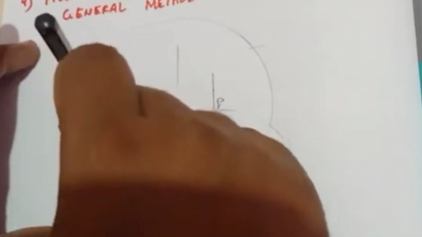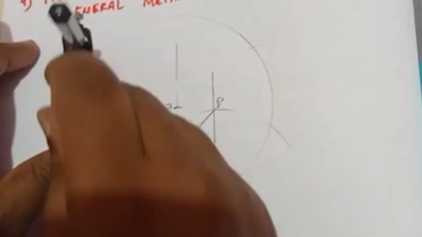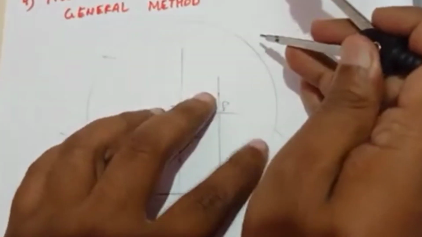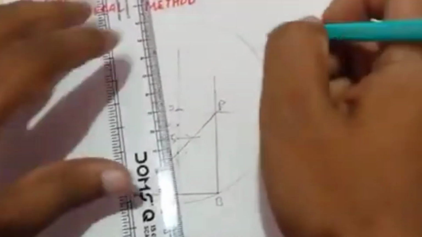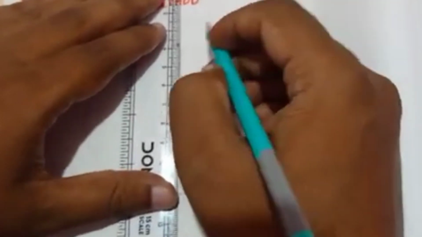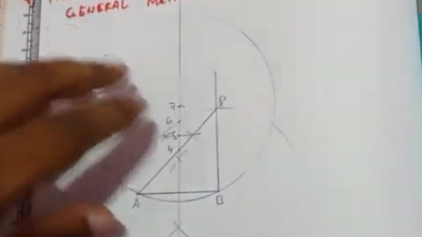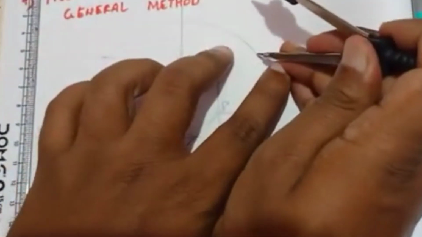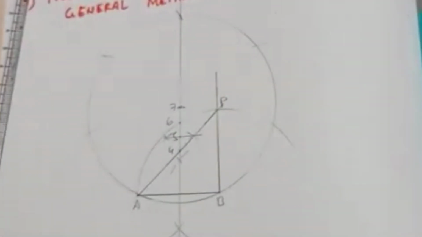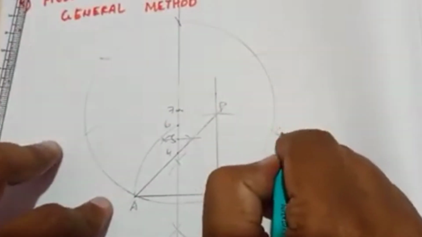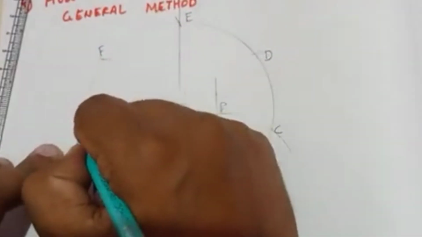From this end I'll draw a straight line here, and extend it a little bit. From this end we can construct. So it is cutting exactly at the point. So it is C, D, E, F and G.